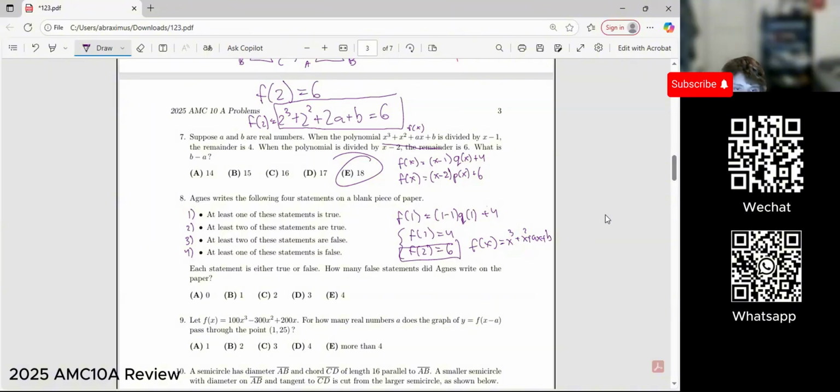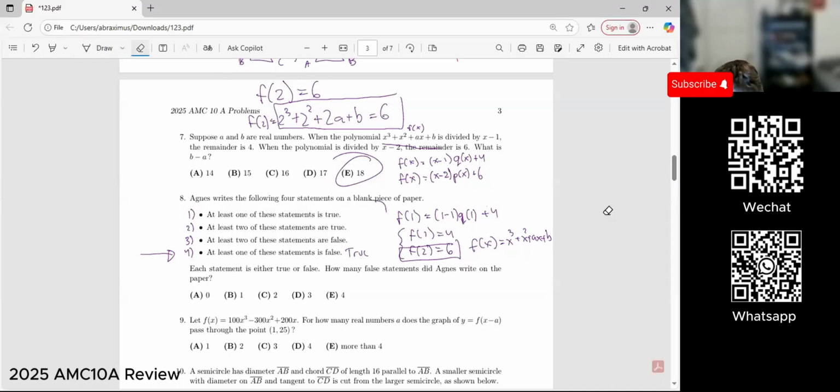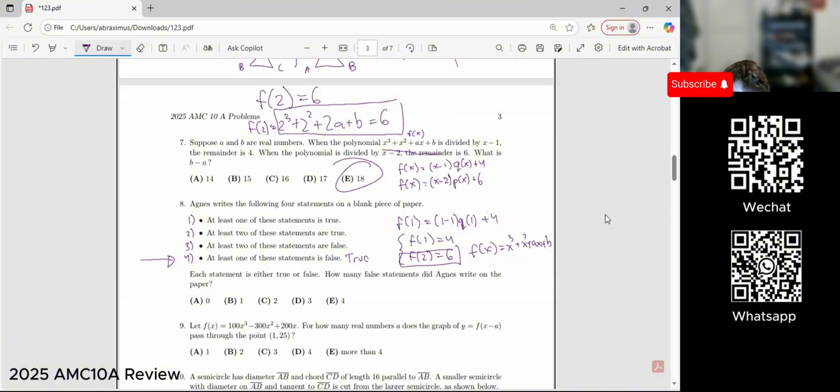So if we look at statement 4 first, at least one of these statements is false. That statement has to be true, because if statement 4 was false, then it would contradict itself. So this one has to be true. Okay, so now, since statement 4 is true, that means that statement 1 is true. And since statement 1 is true, that means that statement 2 is true. And since statement 2 is true, and statement 1 is true, and statement 4 is true, that means statement 3 is false.